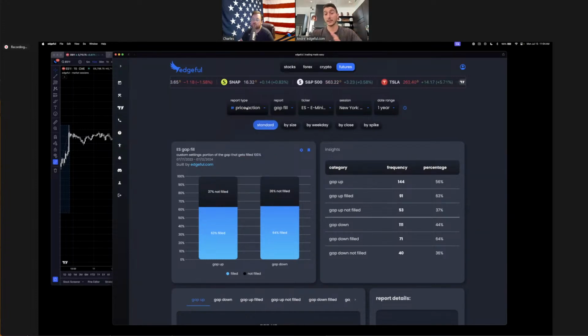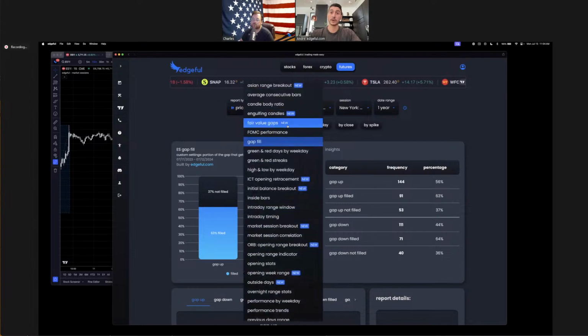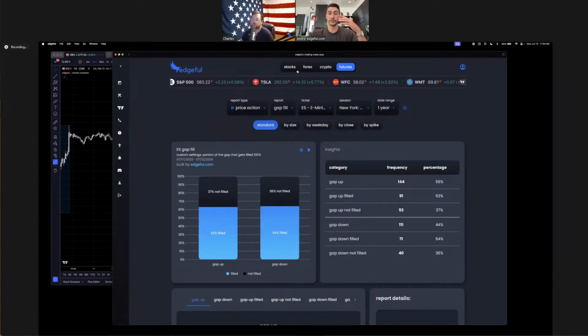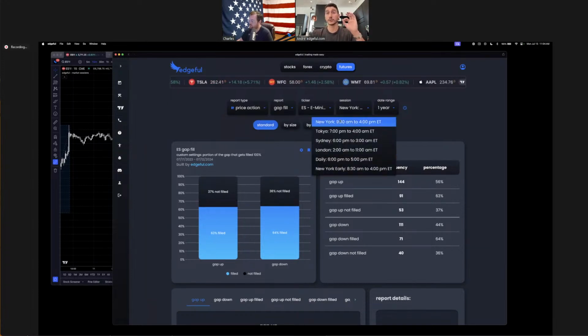Now that we're in the price action report type, these are all the reports that we have right here. We're looking at ES. We have every ticker that you can imagine, whether it's for stocks, any Forex pair, any equity, literally anything. And if we don't have it, you can just let us know and we can get it added in.